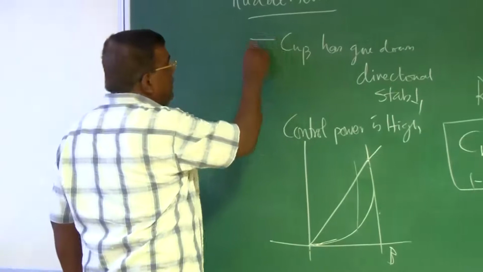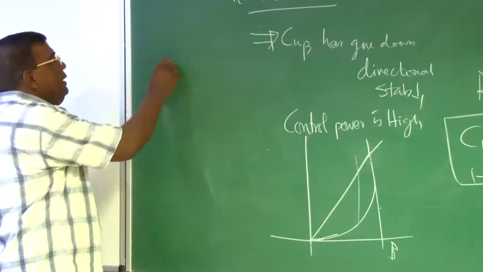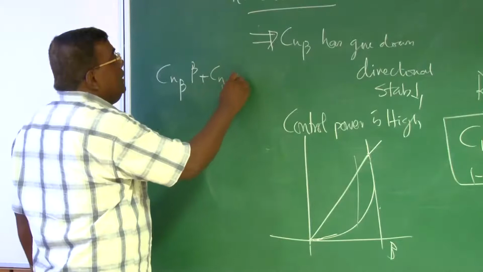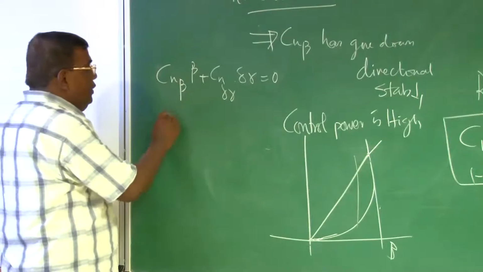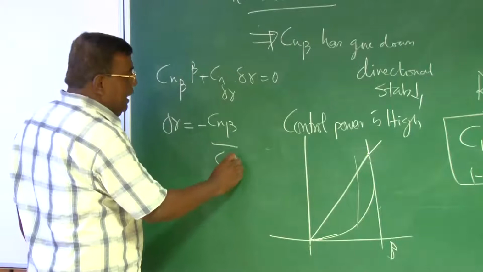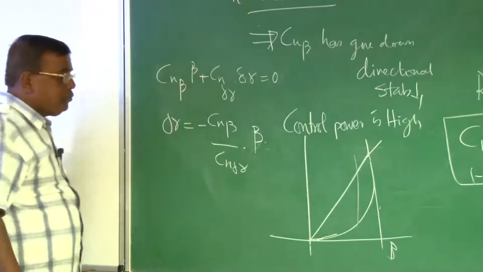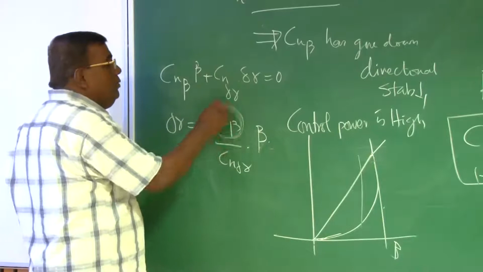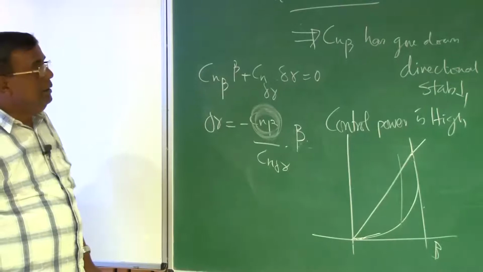If I am trying to trim at beta, then I know CN beta into beta plus CN delta R into delta R has to be 0. So delta R required will be minus CN beta by CN delta R into beta. So now if CN beta has relatively gone down, that means delta R requirement will be less. Delta R required will be less.